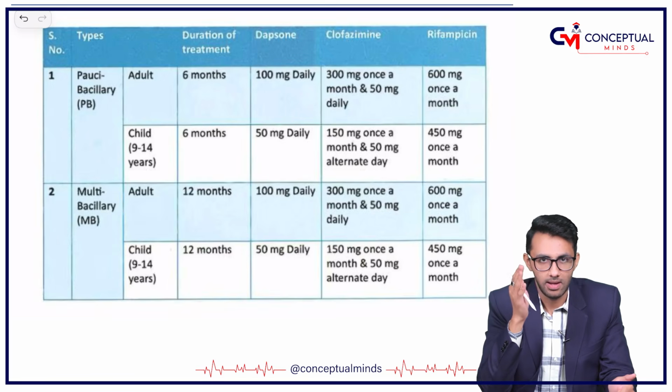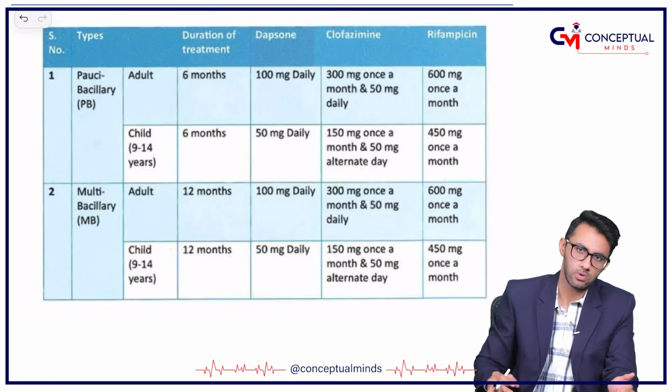And how about the dosages in children? It becomes half, but the rifampicin is 450 mg. Okay, this is very clear. This table is very important. We should know everything about it.